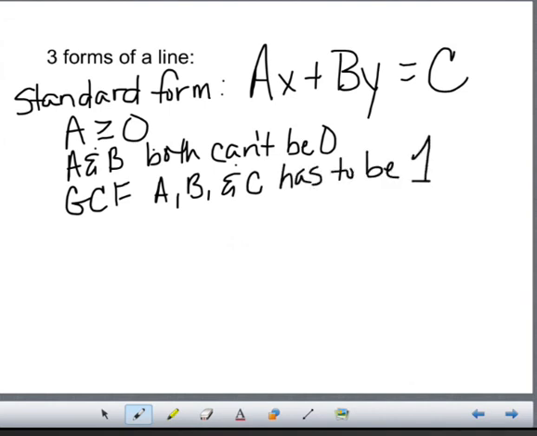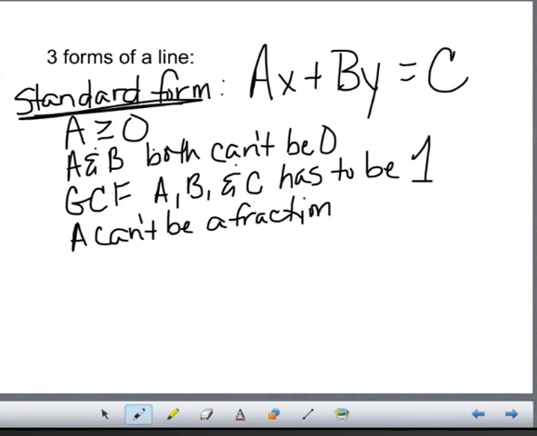And if you'll remember, in class one day we really didn't talk about this. It went on your criteria sheet, but I should have put it on there. We talked about basically too that A can't be a fraction. So let's add that. A can't be a fraction. Okay, if it's a fraction, we've got to get it out of there. All right, that's standard form.